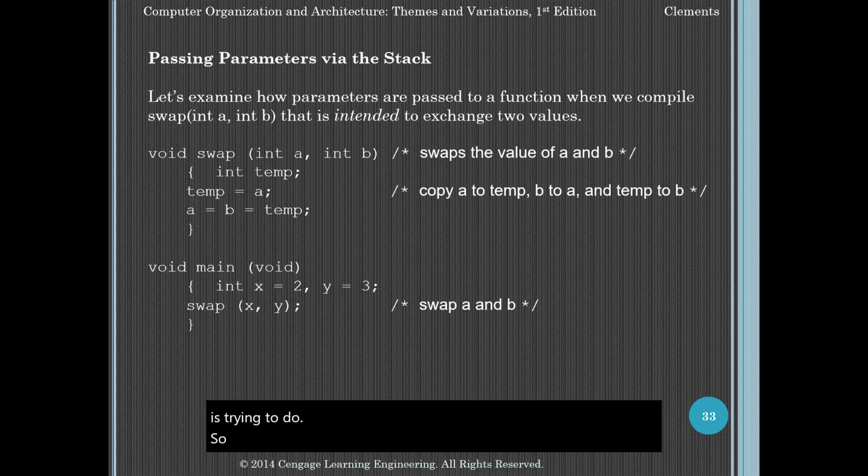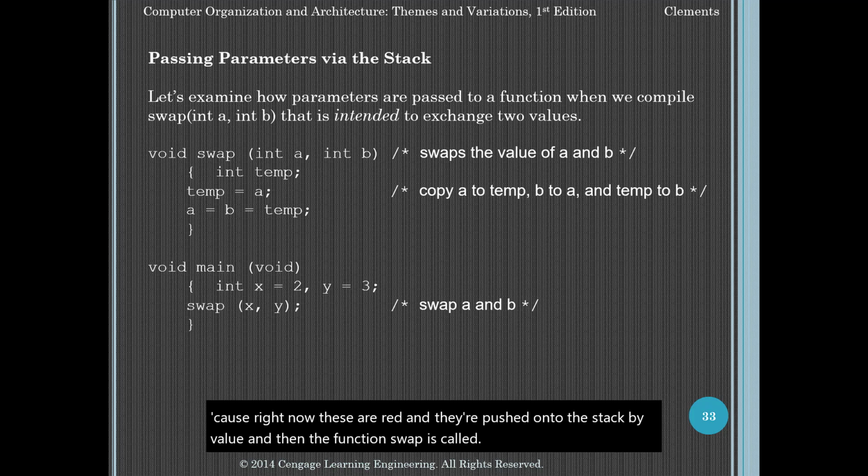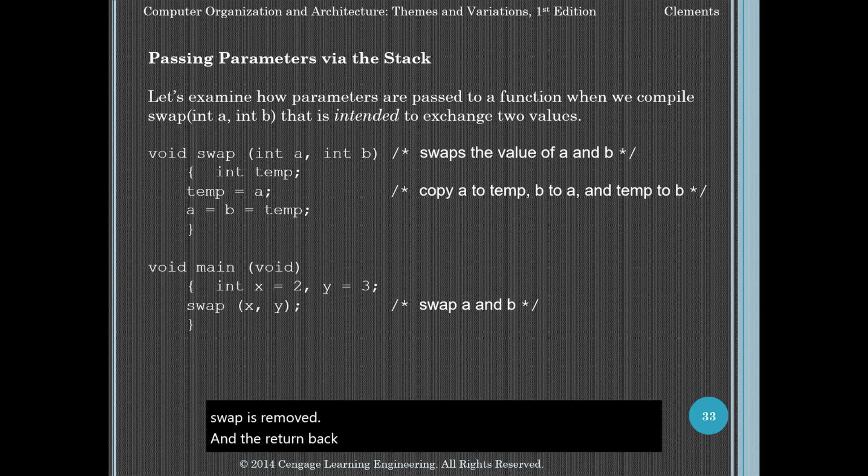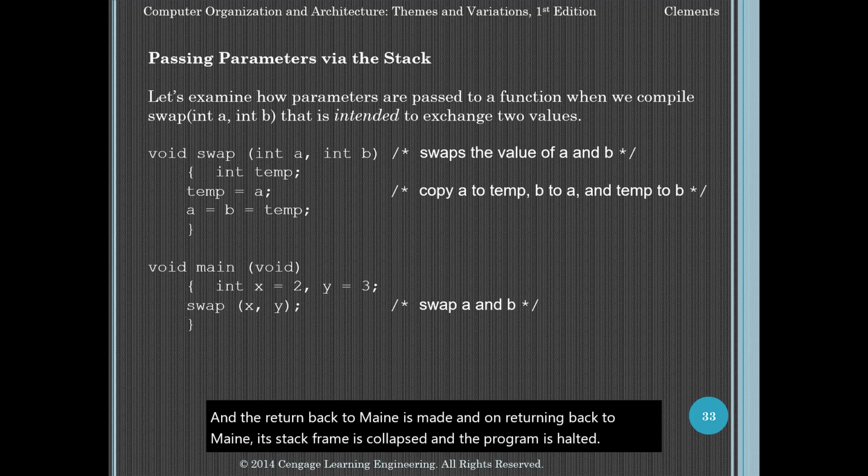So the structure of the program, right? We would have to set up, because right now these are read and they're pushed onto the stack by value, and then the function swap is called. Then a second stack frame is set up to hold the temporary variable while the two values are being swapped, and then the swap takes place using both parameters on the stack and the temporary variable in the current stack frame. And then finally the stack frame in the swap is removed and the return back to main is made. And on returning back to main, its stack frame is collapsed and the program is halted. Maybe that helps you understand where I'm coming from.